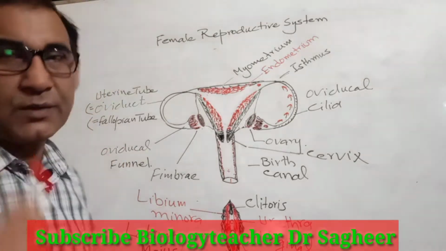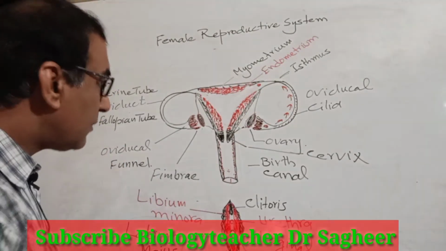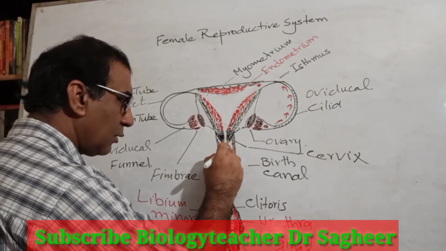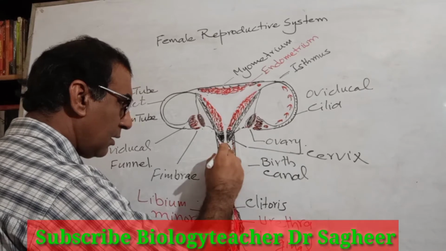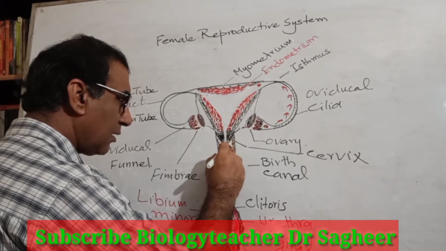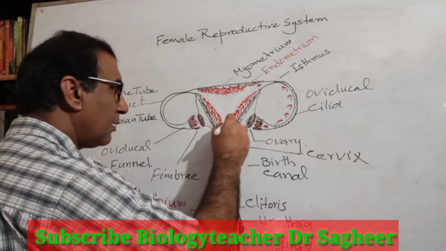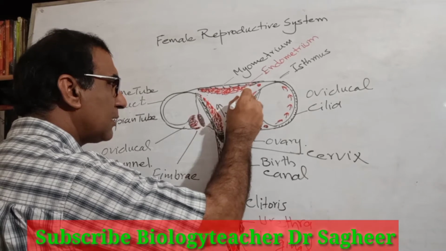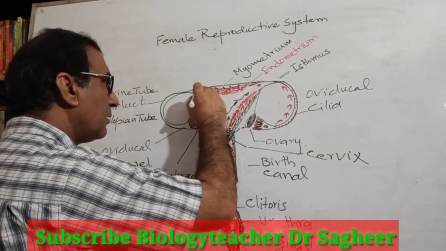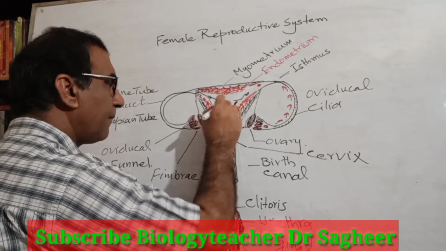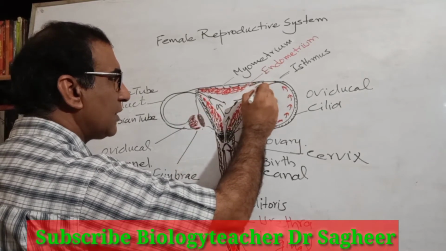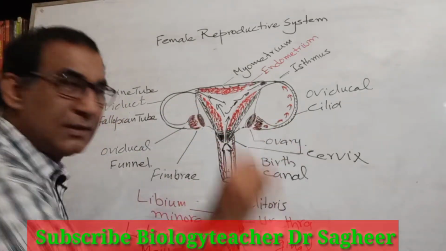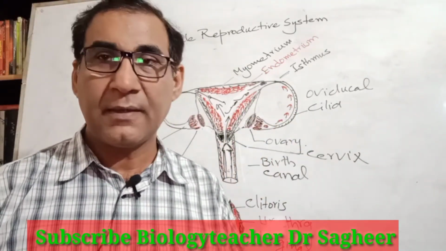In case of intercourse, the sperms are released by what? The penis over here. Okay, the sperms are released over here, and they would move to this side, and this side. On both sides, right and left side, the sperms move.